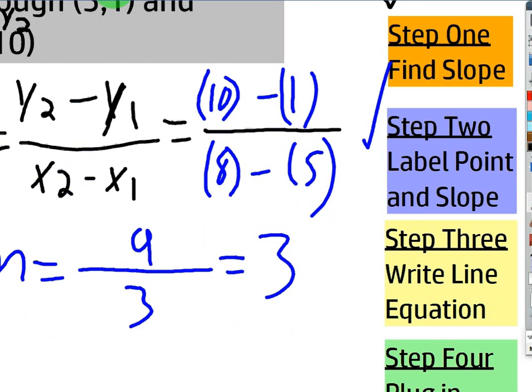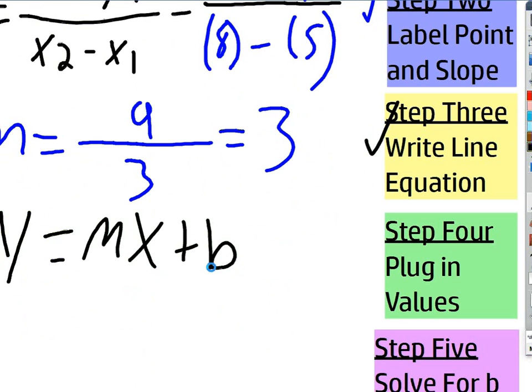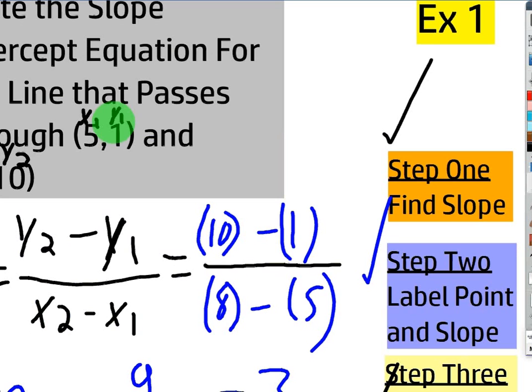All right, write the line equation. So we're going to write the same equation we did on Thursday and Friday. Then we're going to plug in those values, okay? Now again, I told you you could use either point, but since we already labeled this x1, y1, we'll replace y with 1.